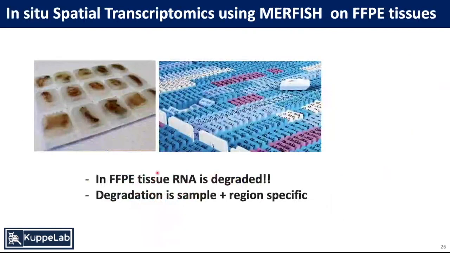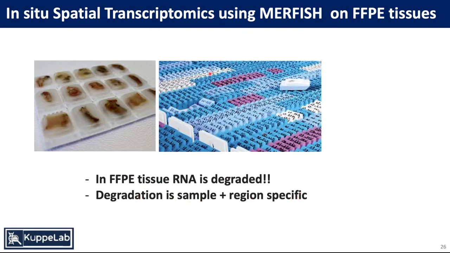One of the capabilities of MERFISH is that it allows us to include FFPE tissue. FFPE stands for formalin fixed, paraffin embedded, and this is a tissue conservation method used by pathologists all around the world. The exciting thing is, of course, that if you have a biobank, those tissues don't need to be at -80, they are usually kept at room temperature in an air-conditioned environment, hopefully. We know, of course, that in those tissues the RNA can be degraded, and this degradation can be sample and region specific.